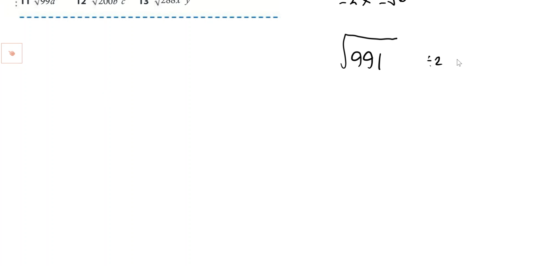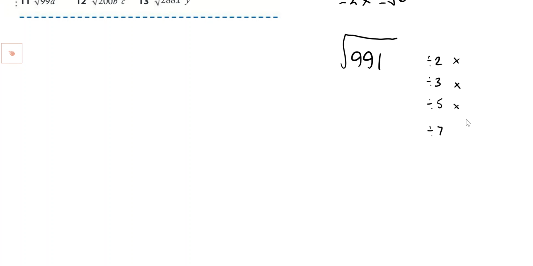So divide by 2. No. Can it be divided by 3? No. How do I know it can't be divided by 3? Because if you add all the digits and it's not divisible by 3, then it's not. 9 plus 9 is 18, plus 1 is 19. It's not divisible by 3. Okay. Is it divisible by 5? No. Is it divisible by 7? This one's a complicated rule and I forget it, but probably not. Let's assume not.